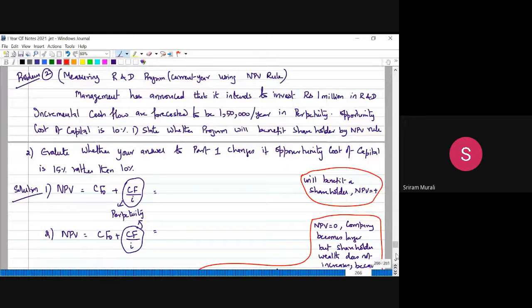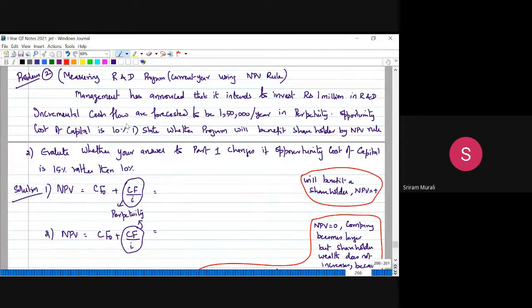Measuring a research and development program's current year using net present value. Management has announced its intent to invest 1 million in R&D, research and development. Incremental cash flow is forecasted to be 1,50,000 per year in perpetuity. What is perpetuity? Indefinitely we are investing. We don't know what the upper bound is. The opportunity cost of capital, the discount rate, is 10%. State whether the program will benefit the shareholder by the NPV rule. Also evaluate whether your answer to part 1 changes if the opportunity cost of capital is 15% rather than 10%.